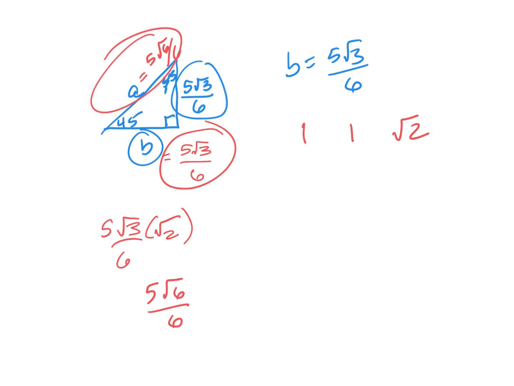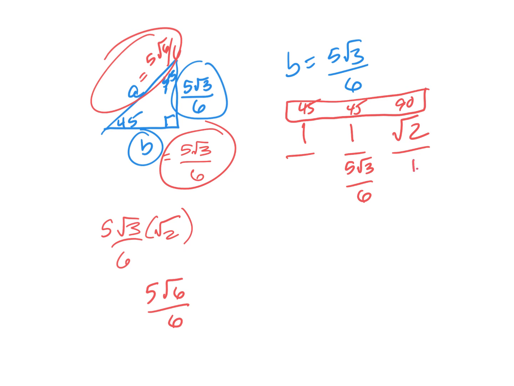And let's say you don't understand that. Use the proportion. Remember I told you put 45, 45, 90. Put a square around that because you're not going to use those numbers. And you already know that B is 5 root 3 over 6, so we need to find A. What do I do here to cross multiply? 1 times A is A equals 5 root 3 over 6 times root 2, which is 5 root 6 over 6.